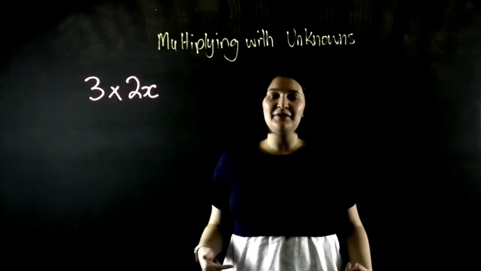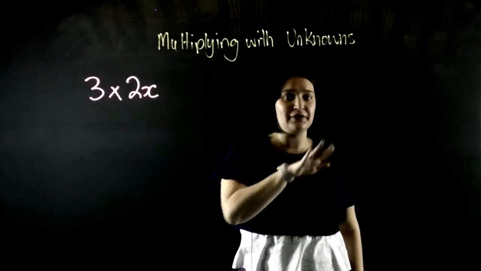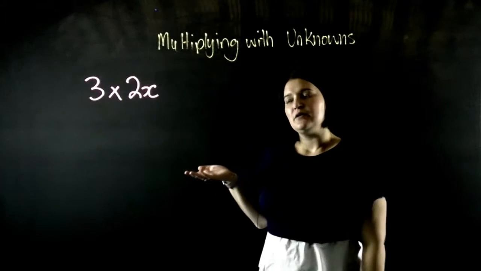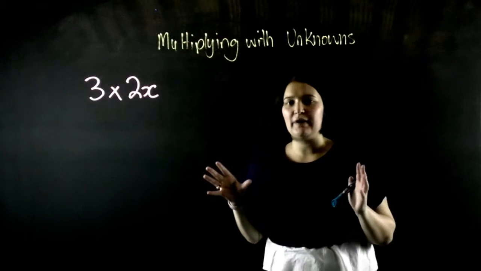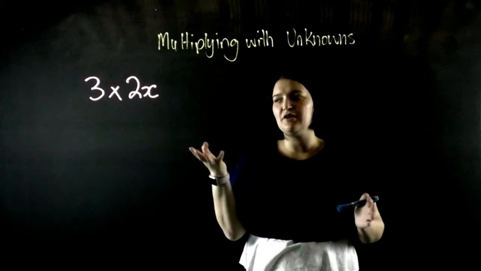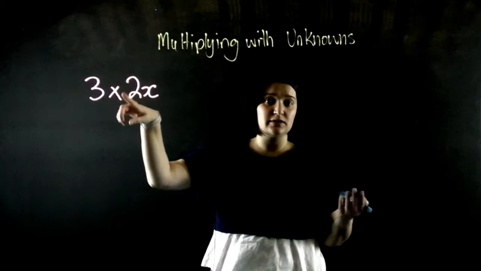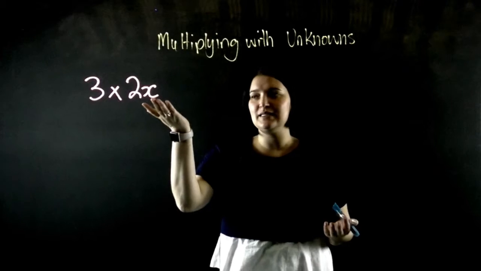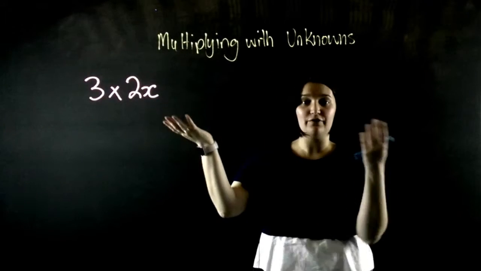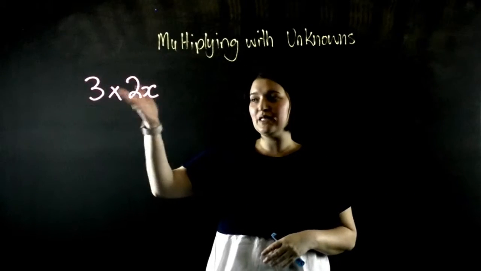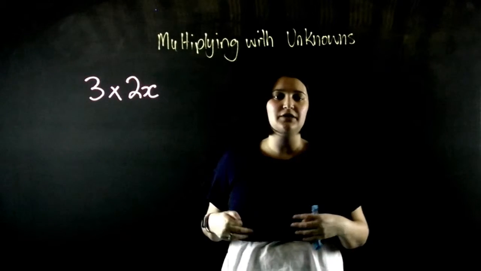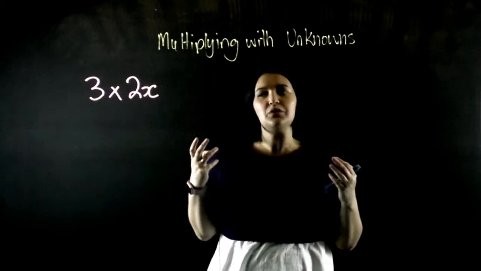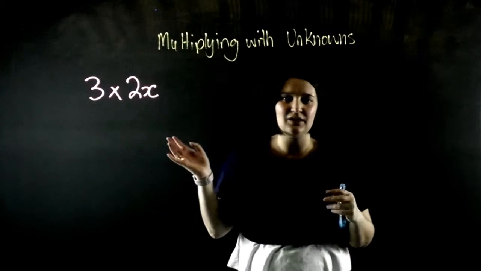Hey guys, today I'm going to talk about multiplying when you've got unknowns. So here I've got 3 times 2x. There's a couple of different ways to think about this. I can think about it as 3 lots of 2, where x could be anything. Let's say that x was xylophones. So if I've got 3 lots of 2 xylophones, how many do I have? I can try and think about that if it's relatively simple. It would be 6 xylophones.